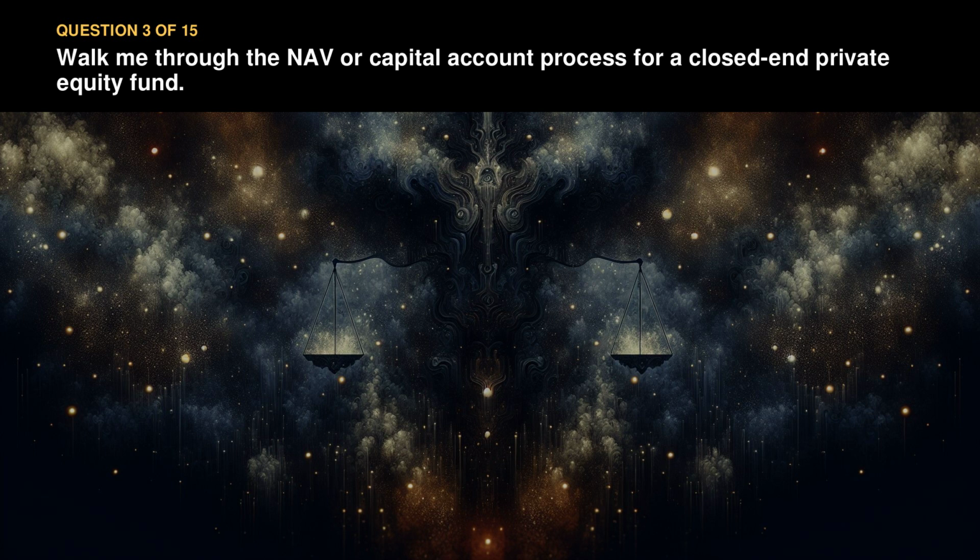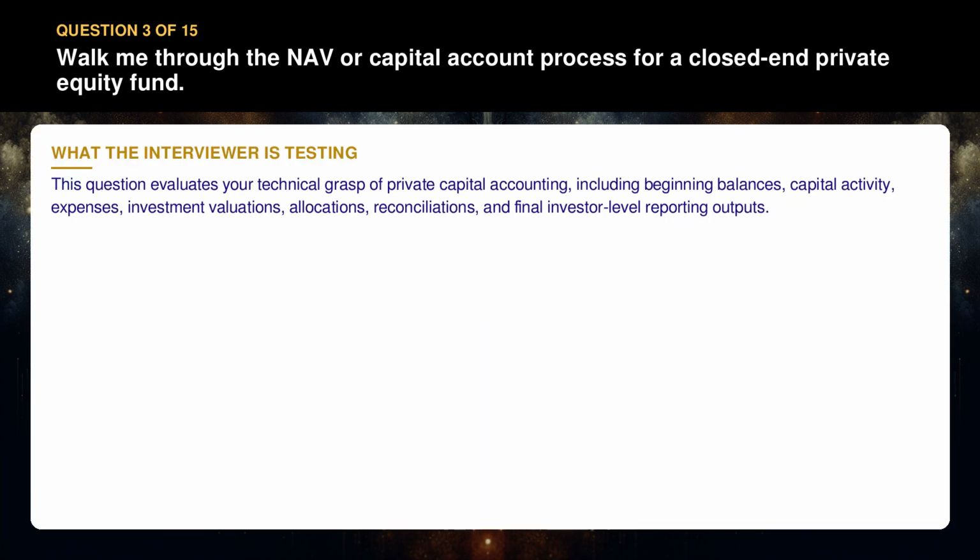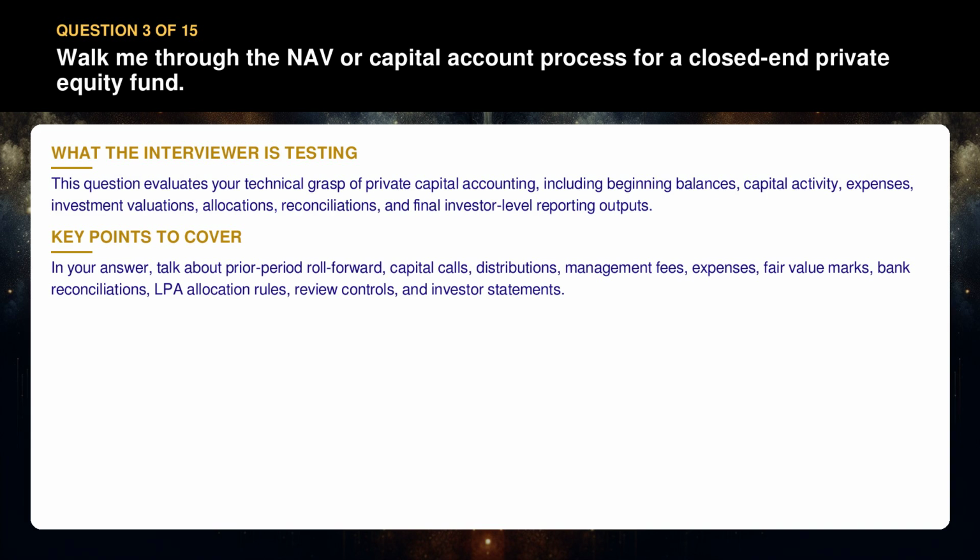Question 3. Walk me through the NAV or capital account process for a closed-end private equity fund. This question evaluates your technical grasp of private capital accounting, including beginning balances, capital activity, expenses, investment valuations, allocations, reconciliations, and final investor-level reporting outputs. In your answer, talk about prior period roll forward, capital calls, distributions, management fees, expenses, fair value marks, bank reconciliations, LPA allocation rules, review controls, and investor statements.